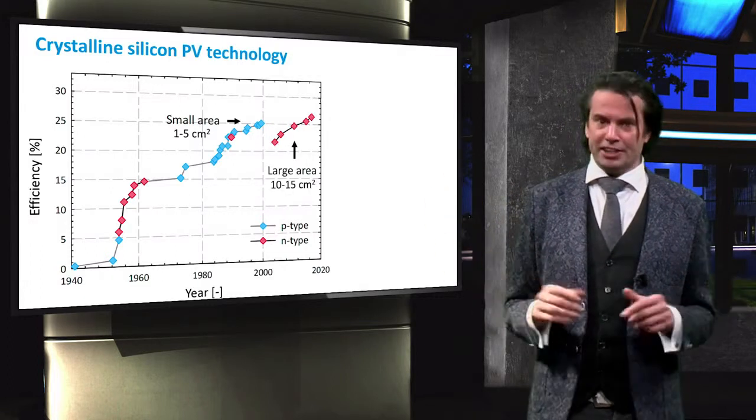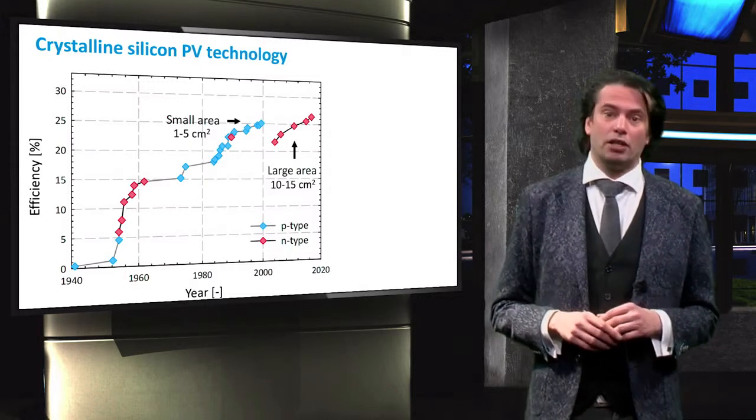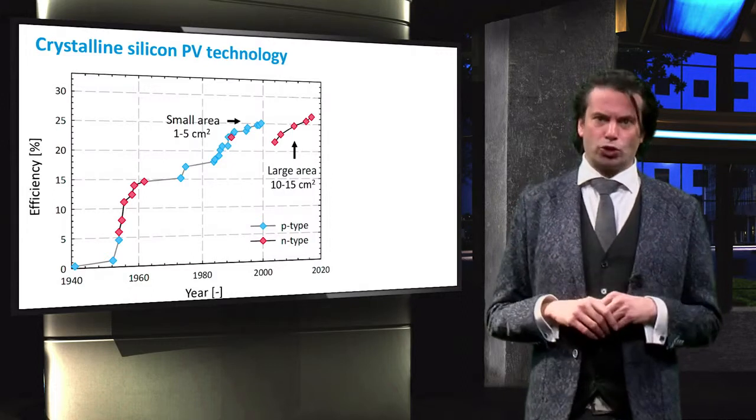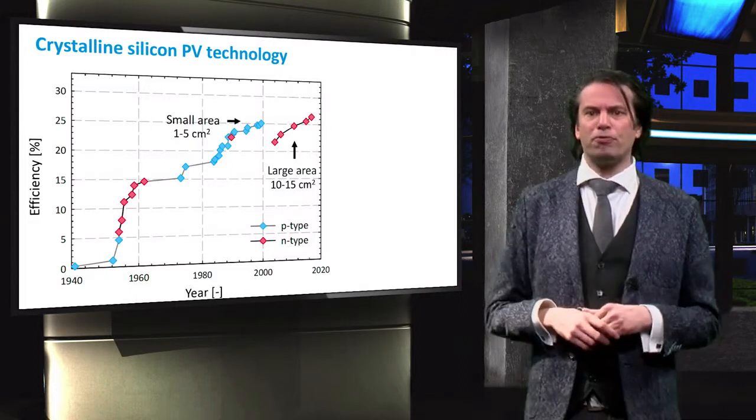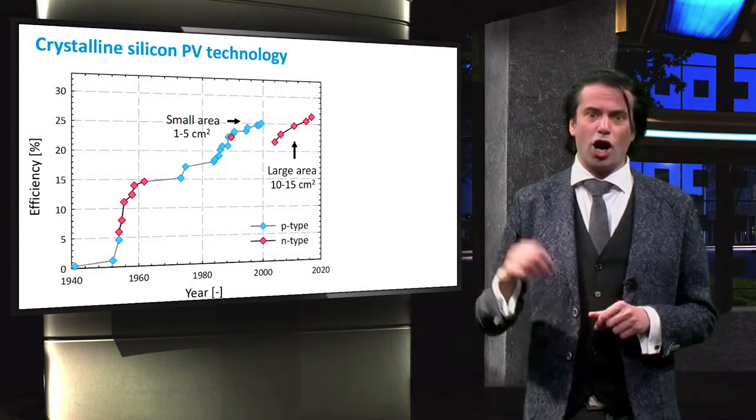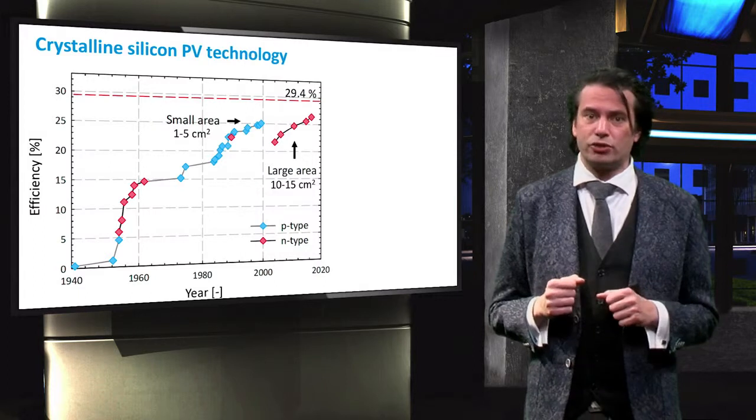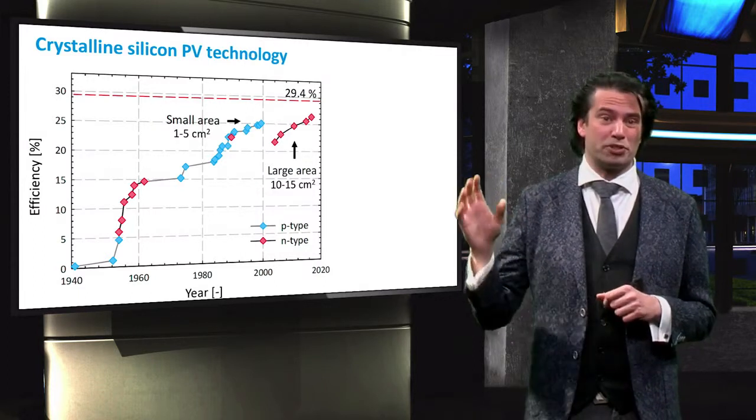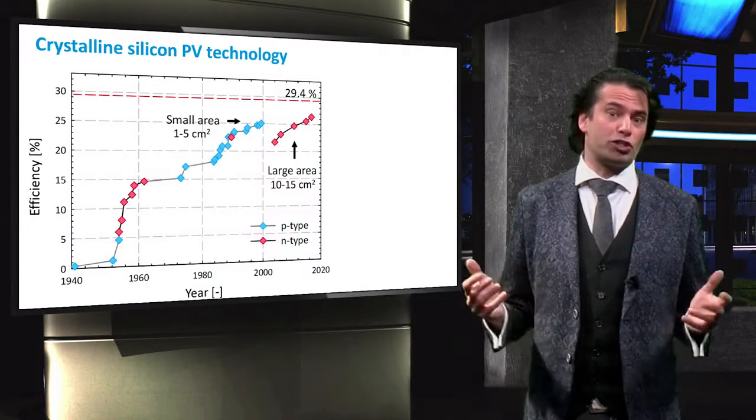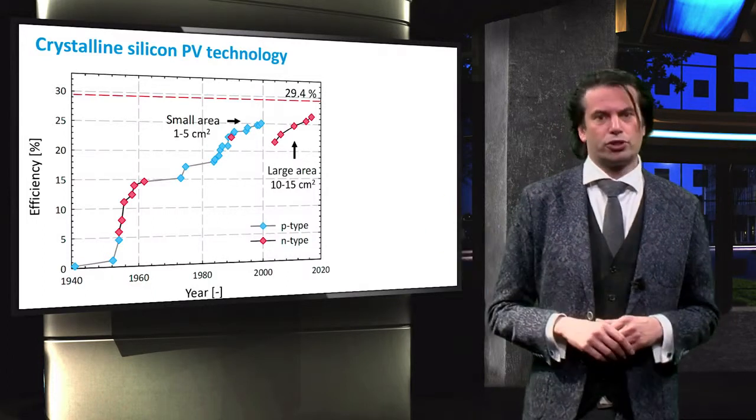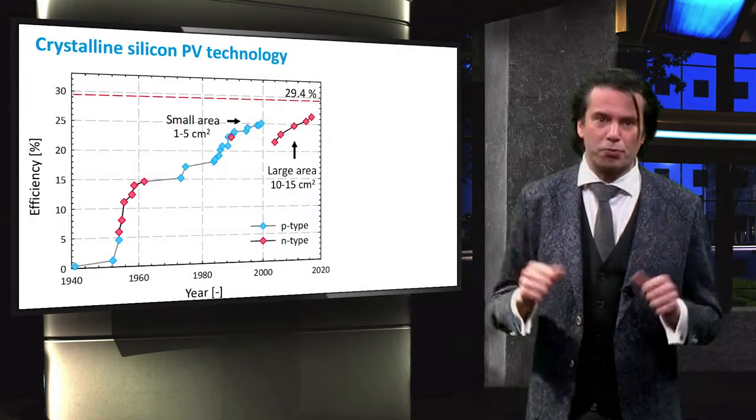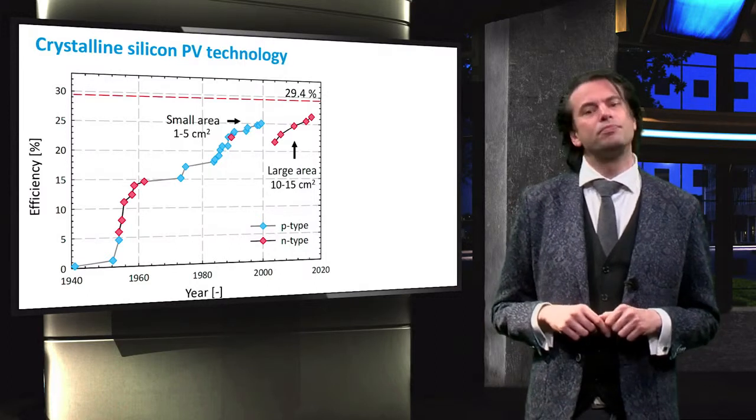Over the last 15 years, the performance of solar cells with a larger area, up to 15 square centimeters, has strongly increased. The performance of the crystalline silicon solar cells is still steadily increasing, up to the theoretical limit for crystalline silicon solar cells of 29.4%. We will learn more about the theoretical limits of solar cell performances in the final week of this course. The closer we get to this limit, the harder it will be to further improve the performance of the cells.